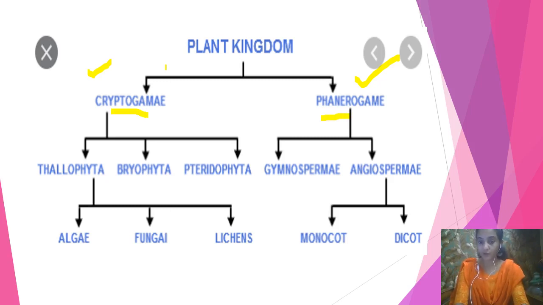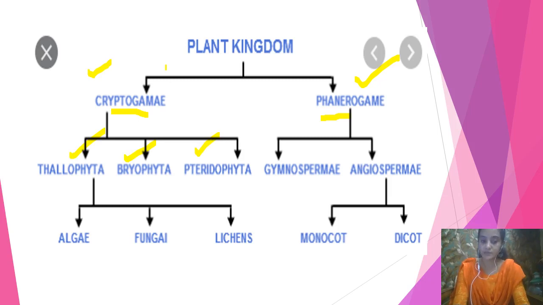So cryptogamy, non-flowering plants, how are they propagated? They produce spores. And phanerogamy, the flowering plants, propagate by the production of seeds. Okay, now cryptogamy is again divided into thallophyta, bryophyta, and pteridophyta.